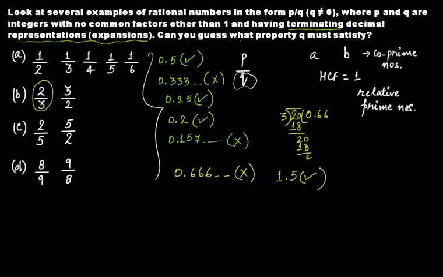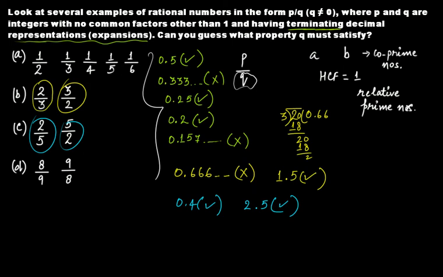Now again we have two pairs of co-prime numbers, 2 by 5 and 5 by 2. Let's solve for 2 by 5. If you divide 2 by 5, you will get 0.4. This is terminating. If you divide 5 by 2, then you get 2.5. It's again terminating, right? That's why this also gets satisfied.